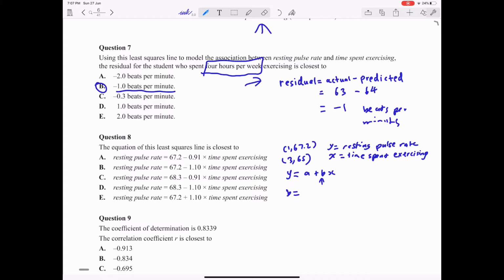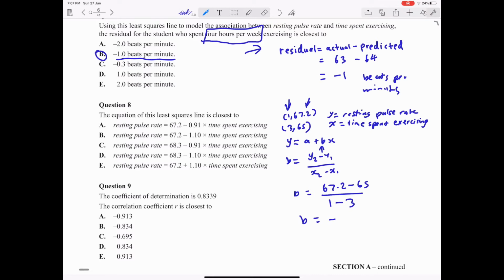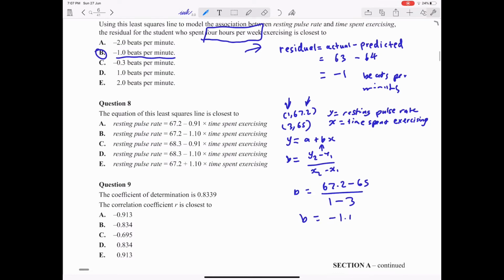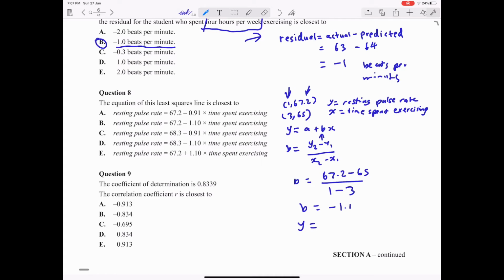So b would be equal to y2 minus y1 on x2 minus x1. So if you do that, these are the y values over here and these are the x values. So y2 is 67.2 minus 65 on x2 minus x1, which is 1 minus 3. Put that on your calculator and you'll get -1.1. So therefore that's our gradient. So we know that the equation would be y equals a minus 1.1 times x.